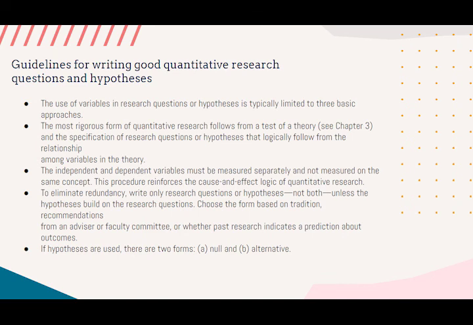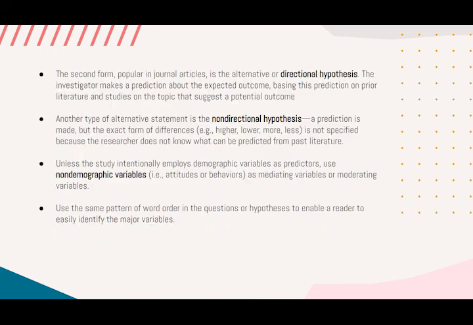The independent and dependent variables must be measured separately and not measured on the same concept. This procedure reinforces the cause and effect logic of quantitative research. To eliminate redundancy, write only research questions or hypotheses, not both, unless the hypothesis builds on the research questions. Choose the form based on tradition, recommendations from an advisor or faculty committee, or whether past research indicates a prediction about outcomes. If hypotheses are used, there are two forms: A, null, and B, alternative.